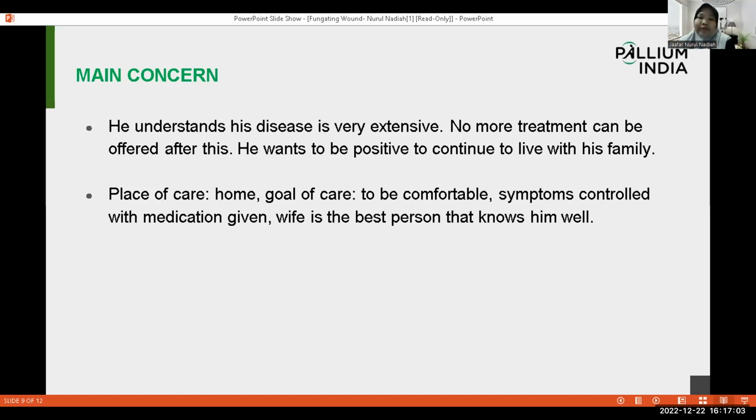He knows that his wife is the best person who knows him well. So in every discussion, if he can't make a decision, his wife will be able to decide on his behalf, and he knows that she will make a good decision.